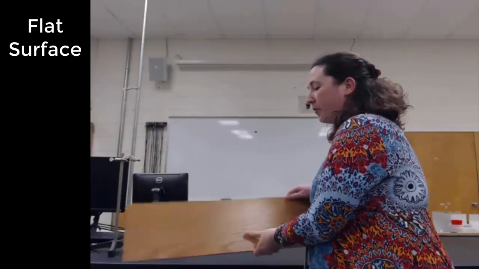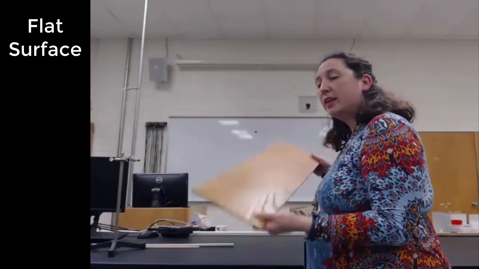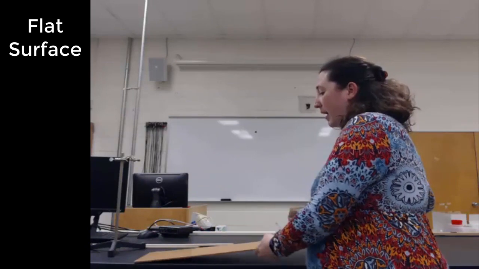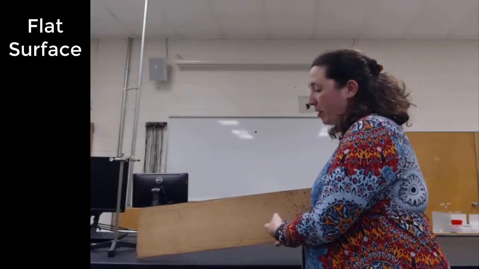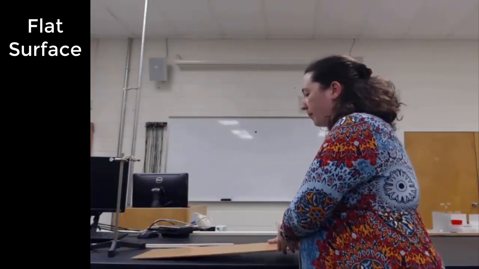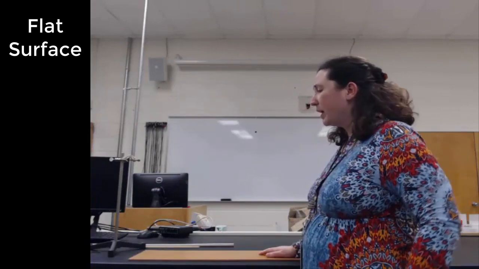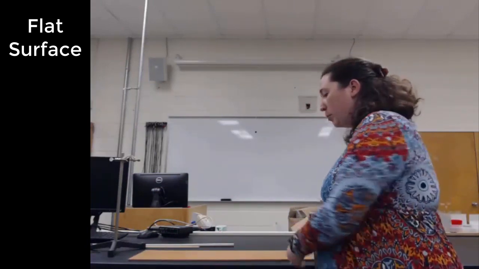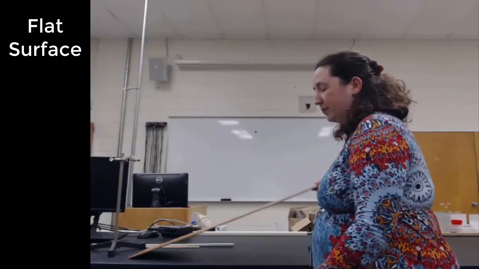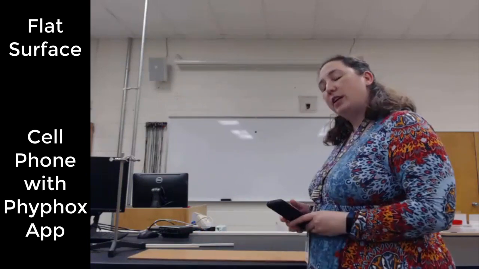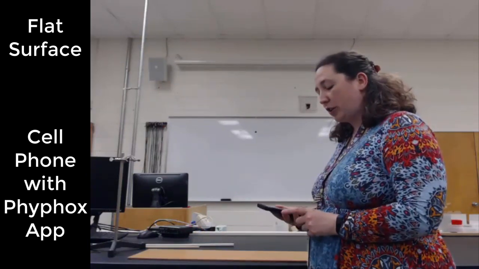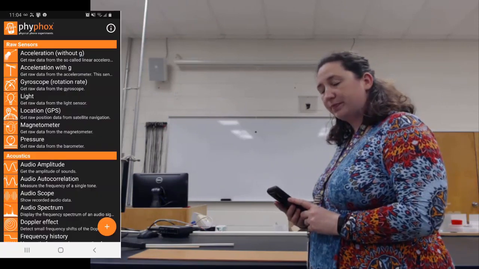What you need to have for this experiment is some sort of flat surface. It could be a game, it could be something that you've taken from a bookshelf or a book, or any kind of surface that you can move around and make at an angle. The other thing you need is your cell phone, and on your cell phone you need the app Firefox.